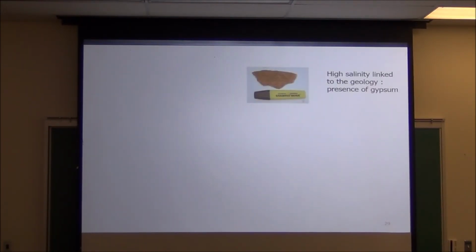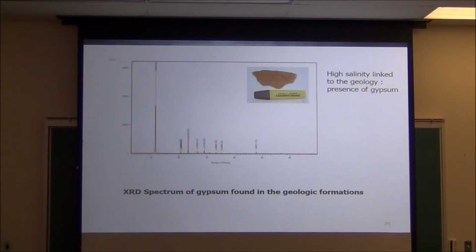In the aquifer of Sousse, this high salinity seems to be linked to the geology of the region, since we observed lenses of gypsum located in the clay minerals, as we can see in this XRD spectrum, and we confirm the presence of primary gypsum in the geologic formation, contributing to the increase of the salinity.